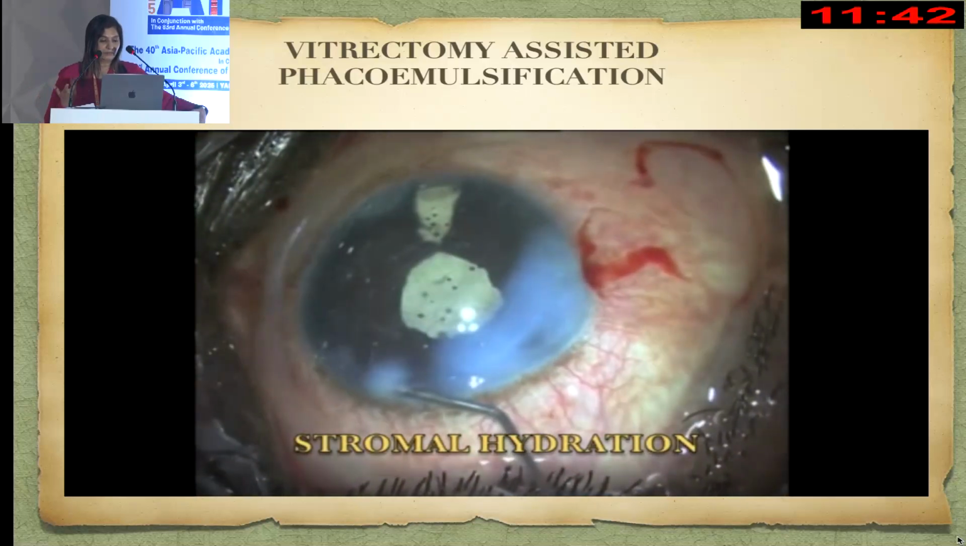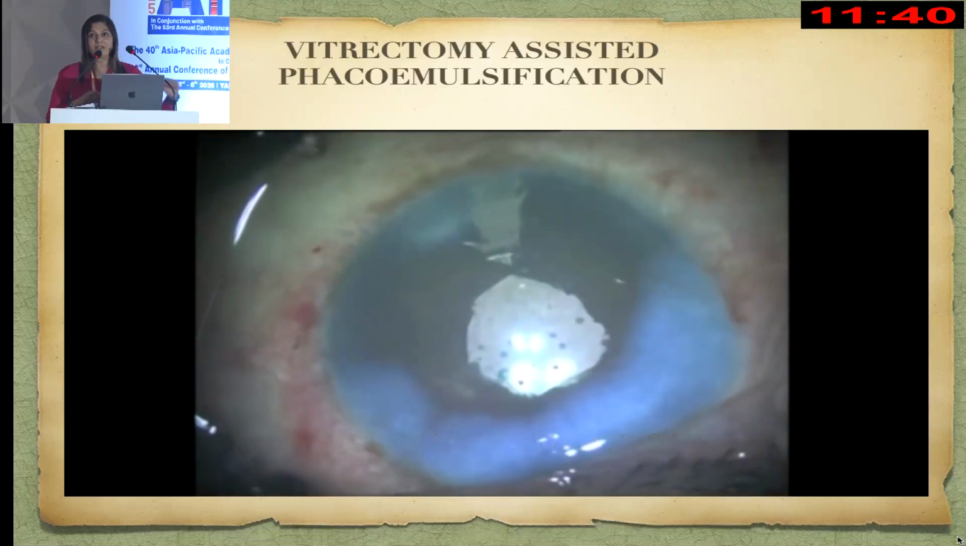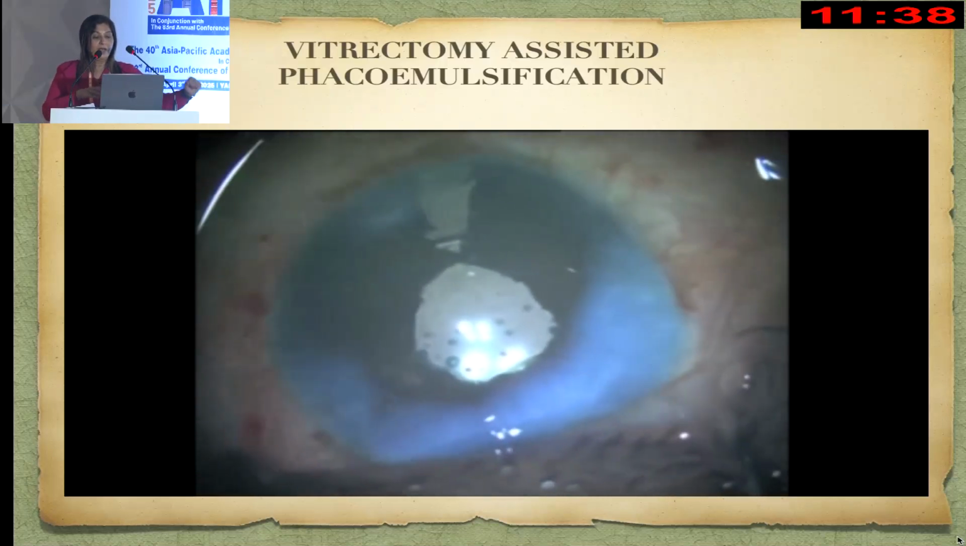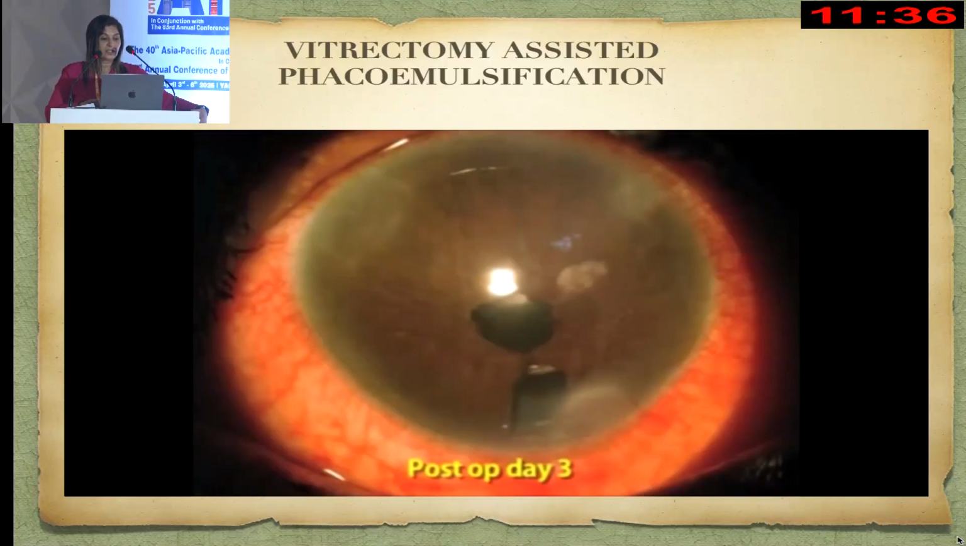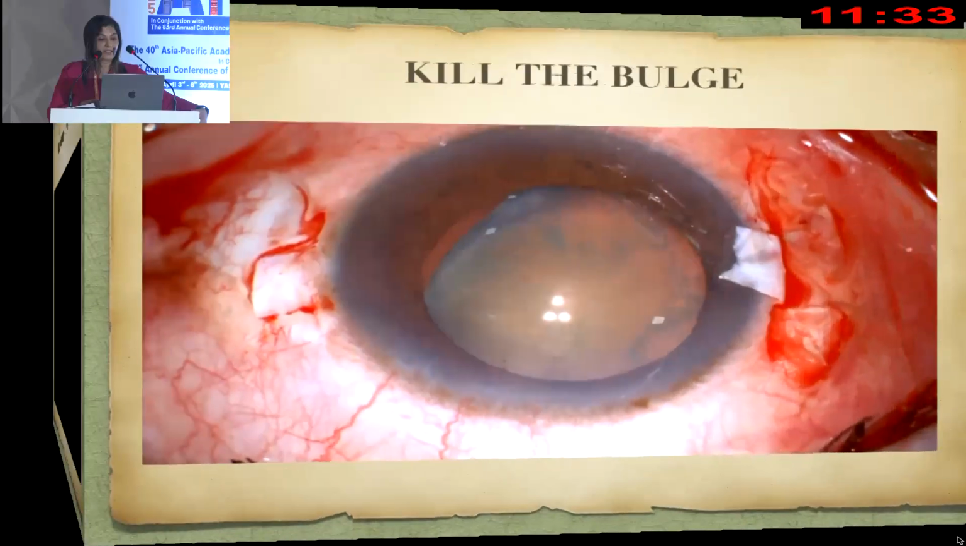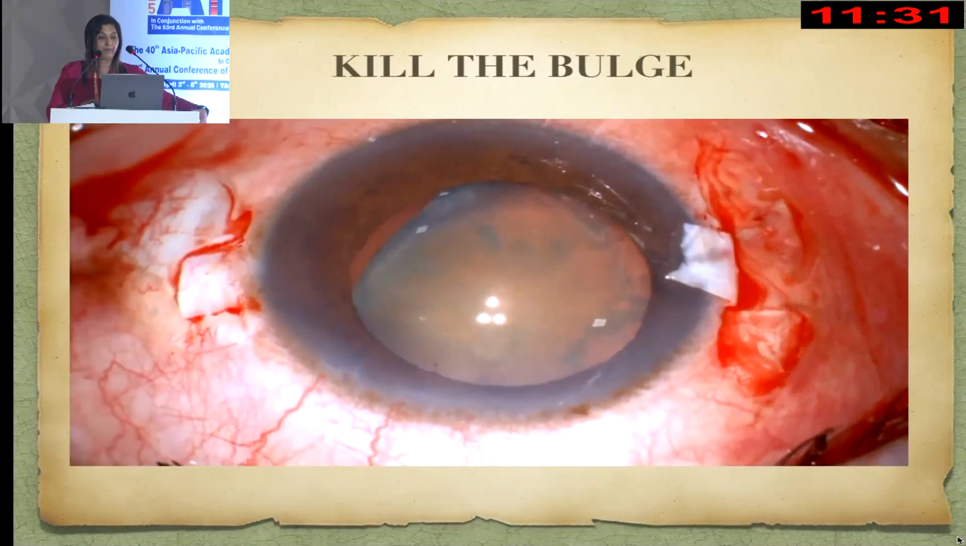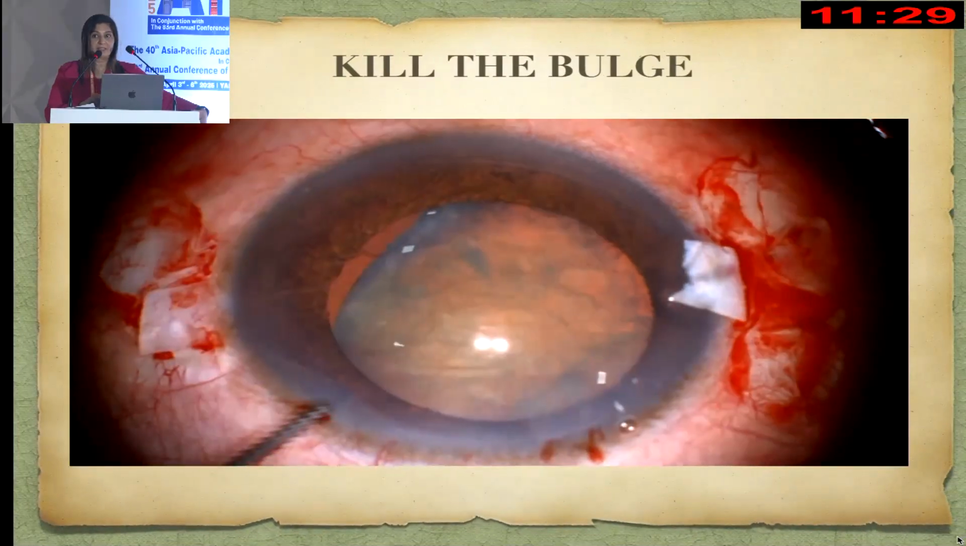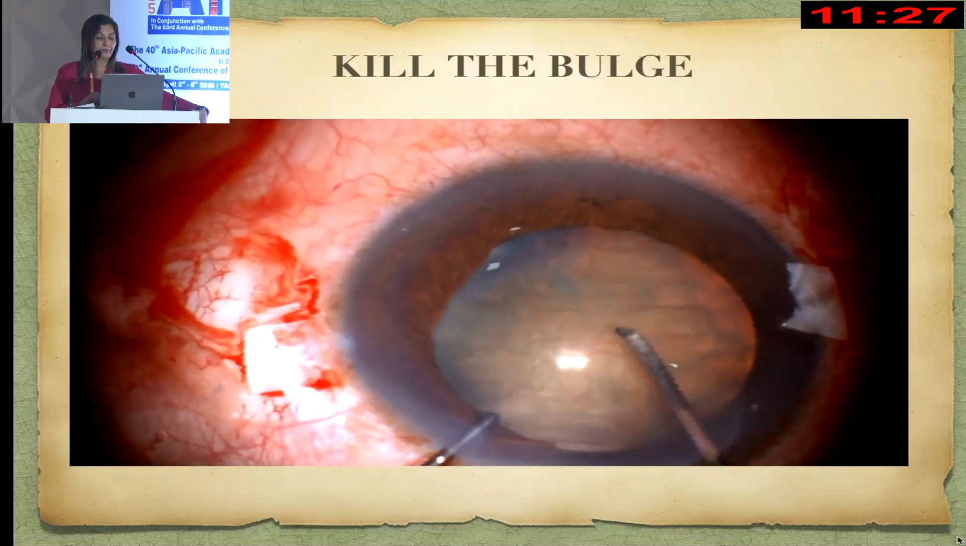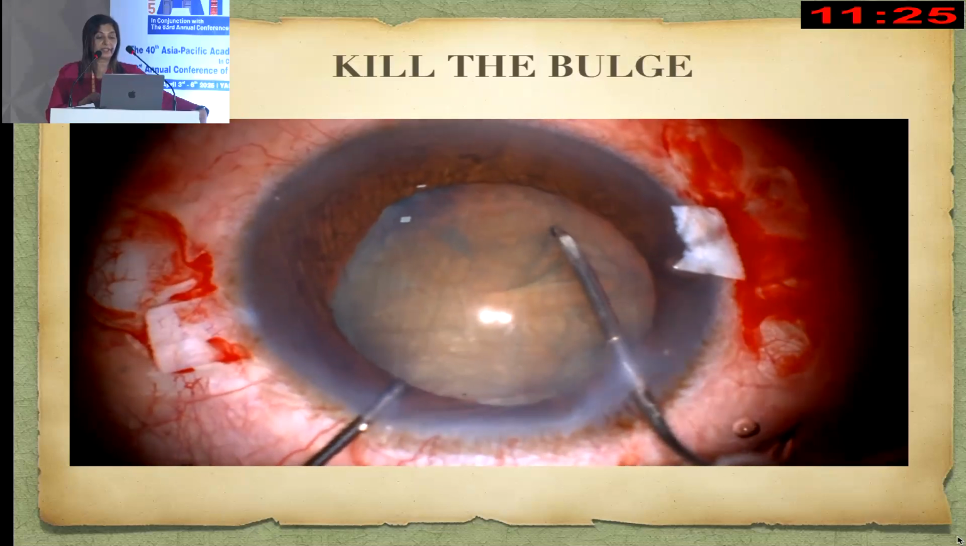So here you are just closing up the pupillary defect, and we're trying to finish up this case. This was the vitrectomy-assisted phacoemulsification, which becomes very helpful in some of the cases. This is the second case, again you have a light subluxation out there.